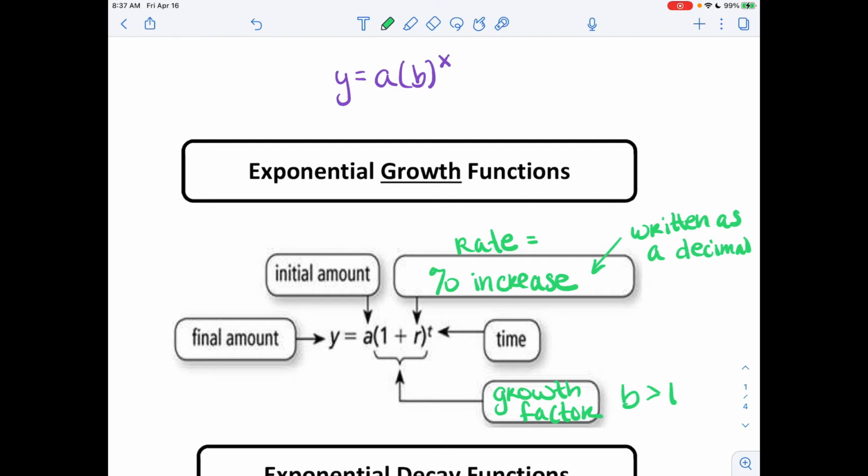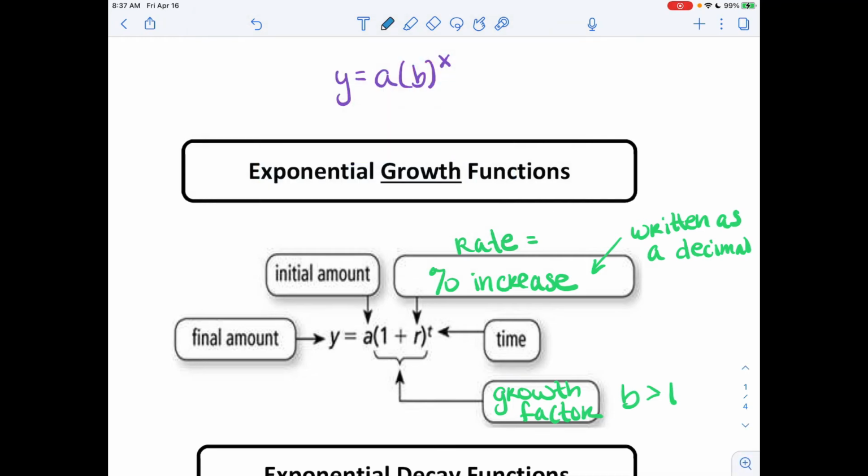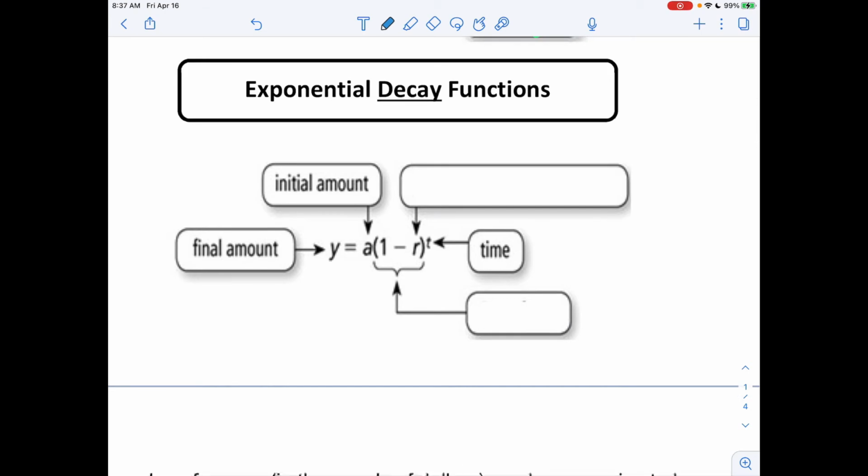Now let's look at the opposite. Let's look at exponential decrease, or exponential decay. This is something that is becoming a lower and lower value very, very quickly. So we have a very similar equation. The only difference here is that now we are subtracting our rate. So our rate is now equal to a percent decrease. And once again, this will be written as a decimal.